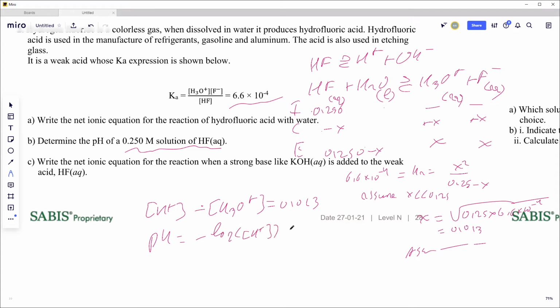And we are done. Just put this in the calculator and you're done. So 0.013. How much do you get? You get 1.89. Now we want the net ionic for the reaction if you're adding KOH.